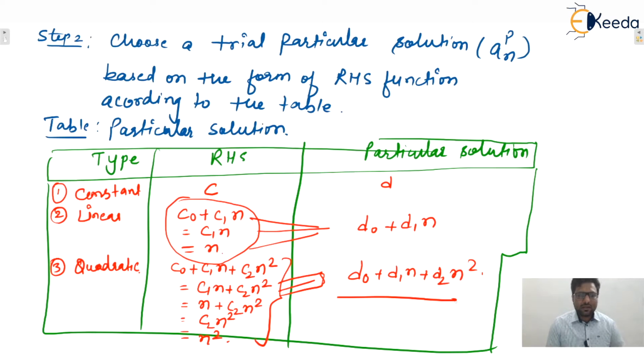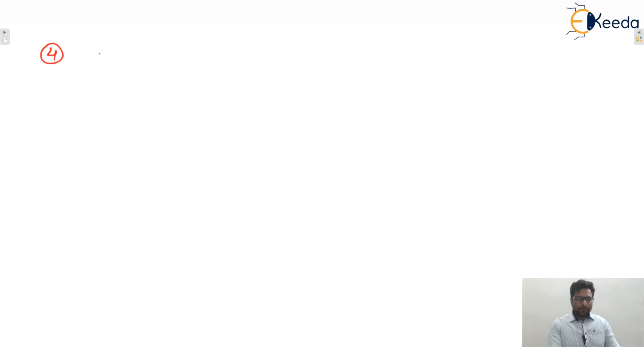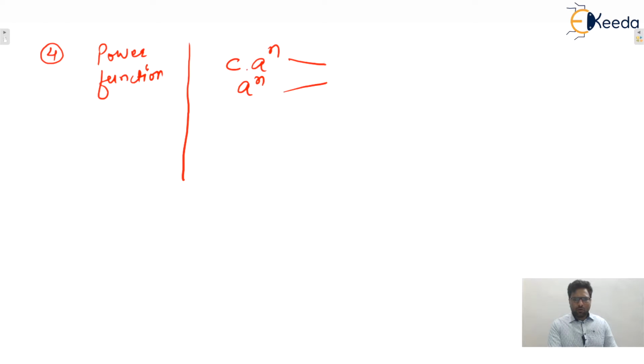Okay, next one, in continuation. Fourth one, let's say a power function is there, any constant followed by a power n, where a is also a constant, or only a power n, where the constant value is 1. For all these types of functions, the trial particular solution will be d, a constant, followed by a power n.